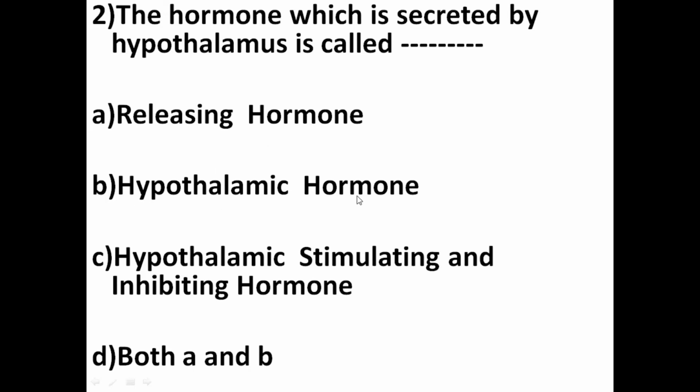Second one, the hormone which is secreted by hypothalamus is called option A, releasing hormone, option B, hypothalamic hormone, option C, hypothalamic stimulating and inhibiting hormone. Option D, both A and B. Answer, option D, both A and B. Hypothalamic hormone is also known as releasing hormone or hypothalamic hormone.